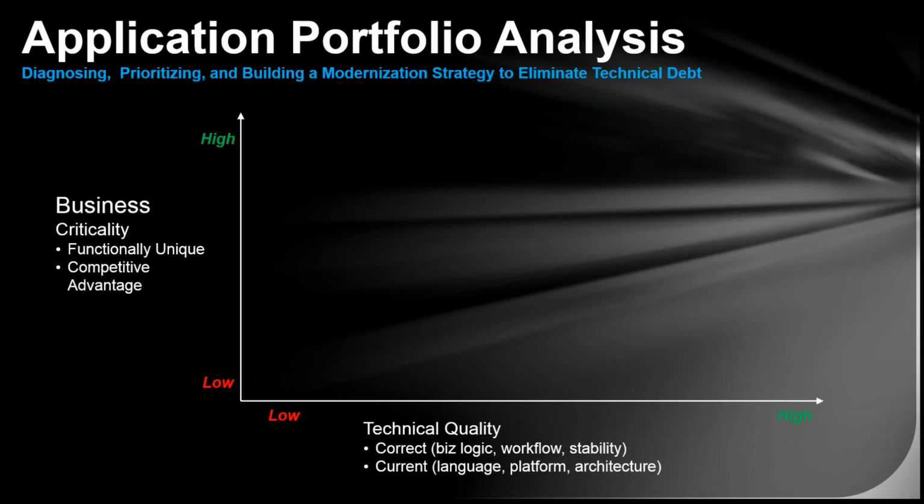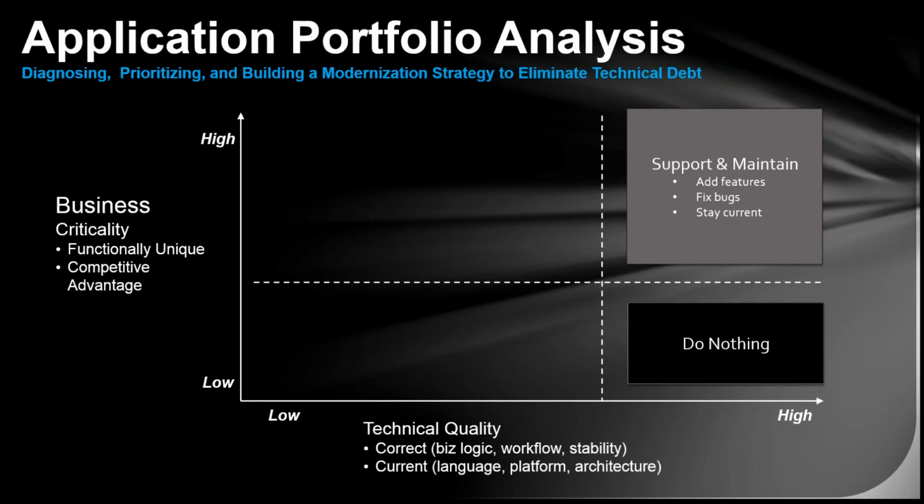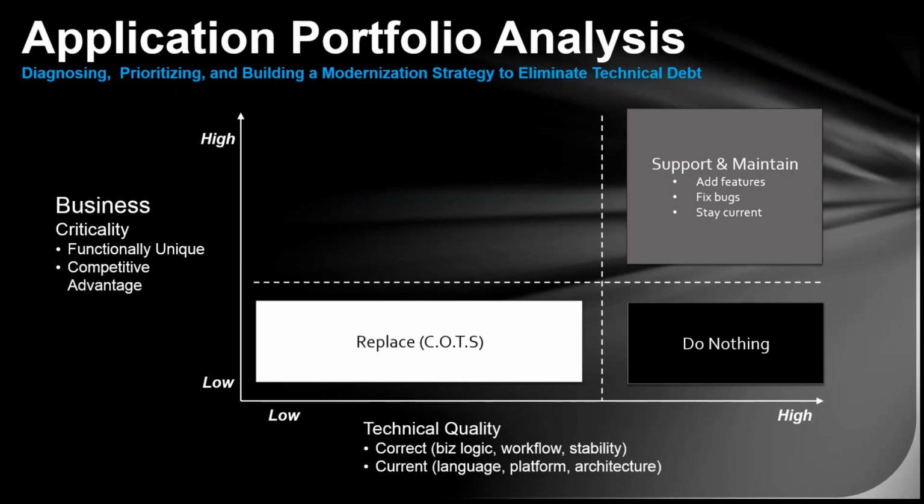So as we do that, let's take a look at where some of these applications might wind up. The ones that are critical and good, you probably want to just keep those alive, invest in them, maintain them, fix any bugs that come up, and add features. That's your top right quadrant. The ones that are not particularly critical, but still have good quality and are on modern platforms, that's really your do-nothing category. It doesn't make a lot of sense to invest in them if they don't offer a lot of business advantage, but by the same token, they're in good shape, so you don't really need to worry about fixing them up. The bottom left quadrant really is the worst situation, because it's low quality and it's low value.